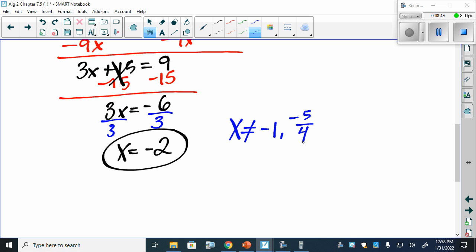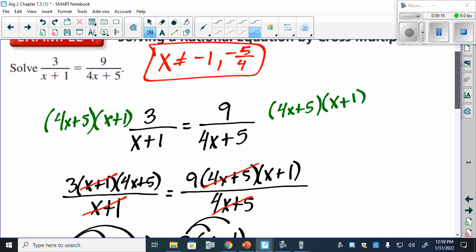So we went on and solved and found that the value of x is negative 2. Is negative 2 one of our two restrictions? No. Because it's not negative 1 or negative 5/4, so that means that this is the correct answer. And that's all we have to do for these here. Any questions on any of these here so far?